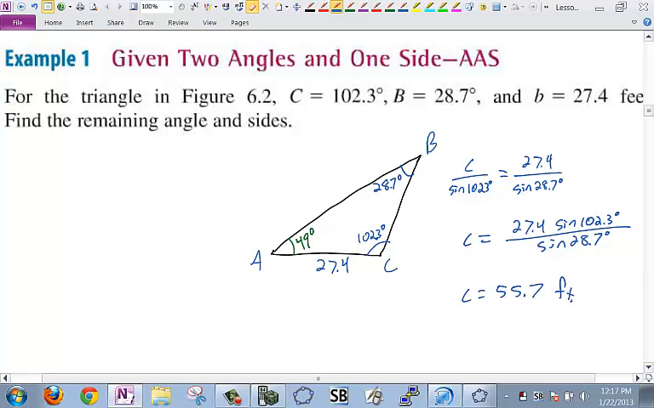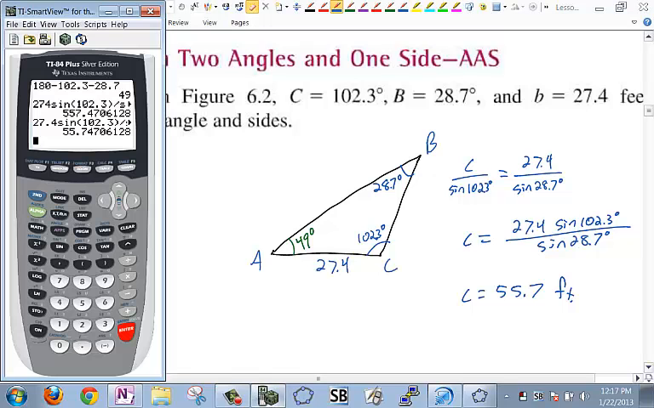Now, at this point, I'm going to look ahead and say, okay, am I going to use this number at all to finish the problem? Because if so, I want to store this big decimal I see here in my calculator for accuracy purposes. Right? I don't think I'll need to, so I'm not going to store it. So 55.7.